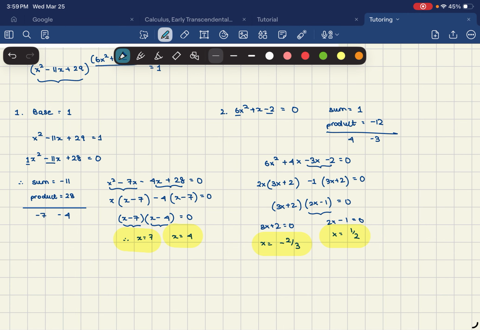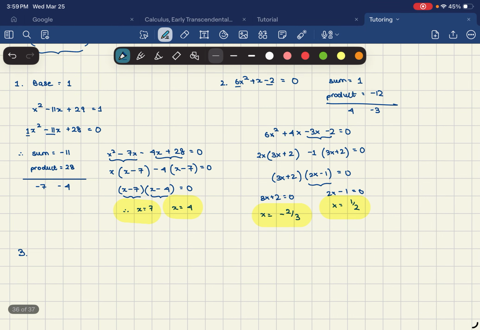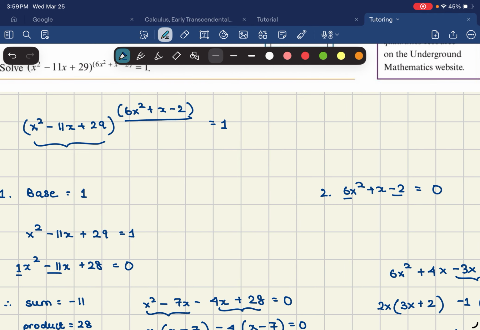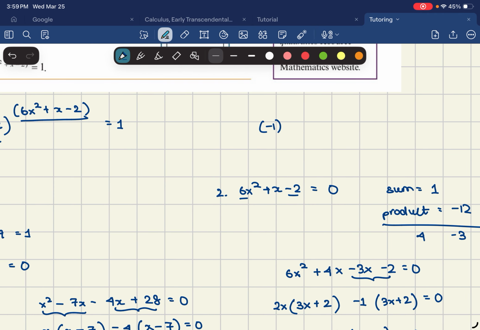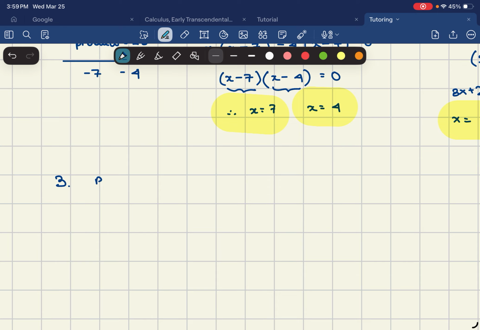So we have considered two cases. Now the final trick case that you may overlook is, what if my base could also be negative 1? And negative 1 raised to an even power still gives me positive 1. So let me solve for my base being equal to negative 1.